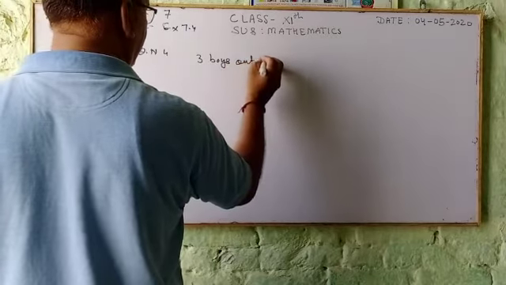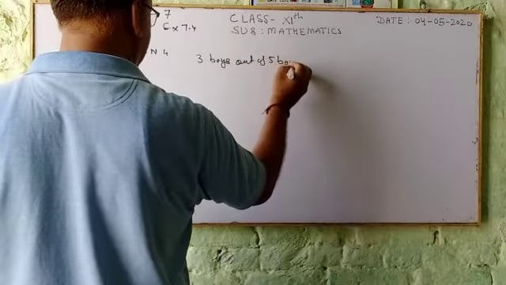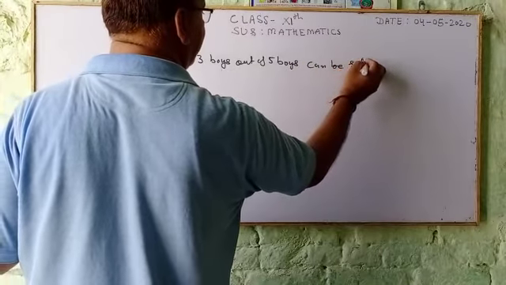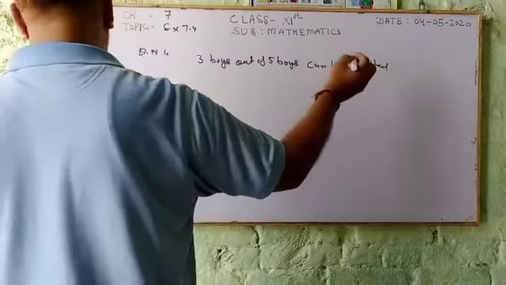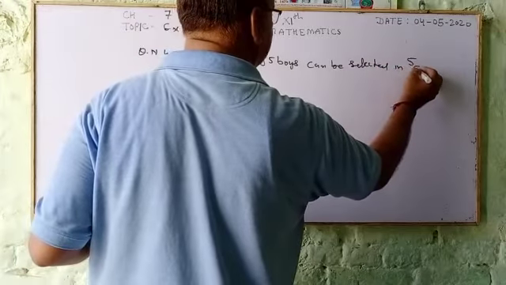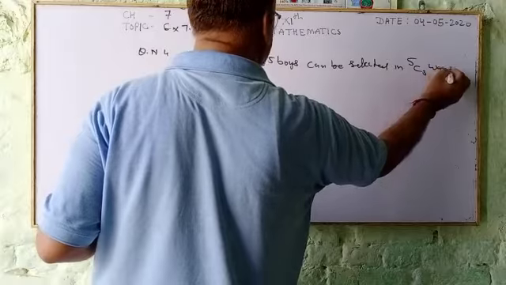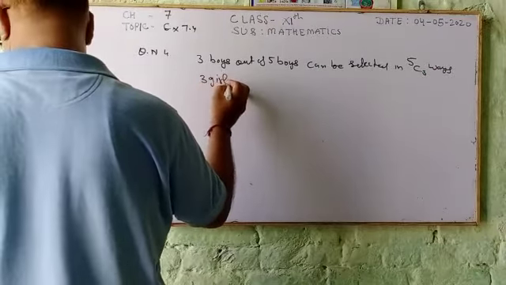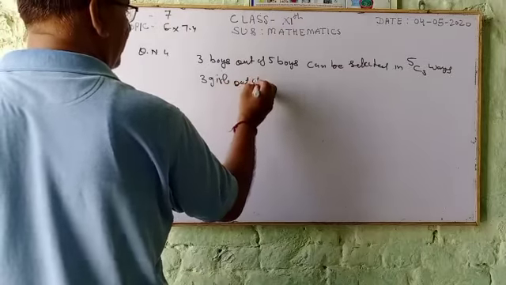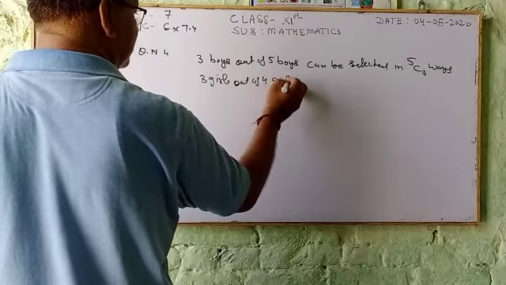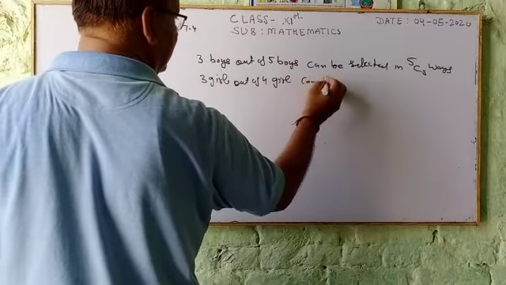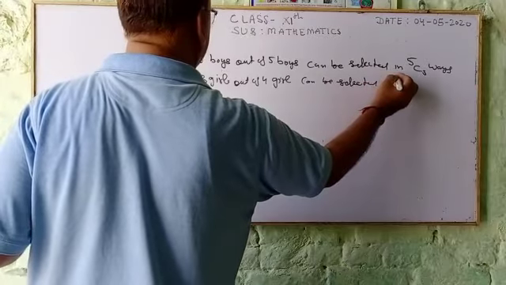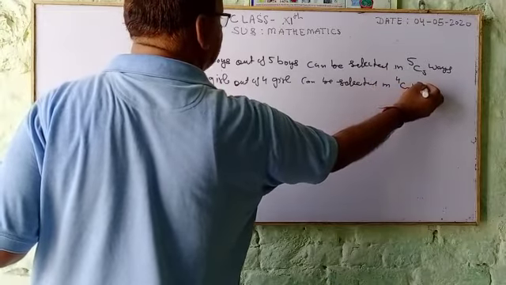out of 5 boys can be selected in 5C3 ways, and 3 girls out of 4 girls can be selected in 4C3 ways.